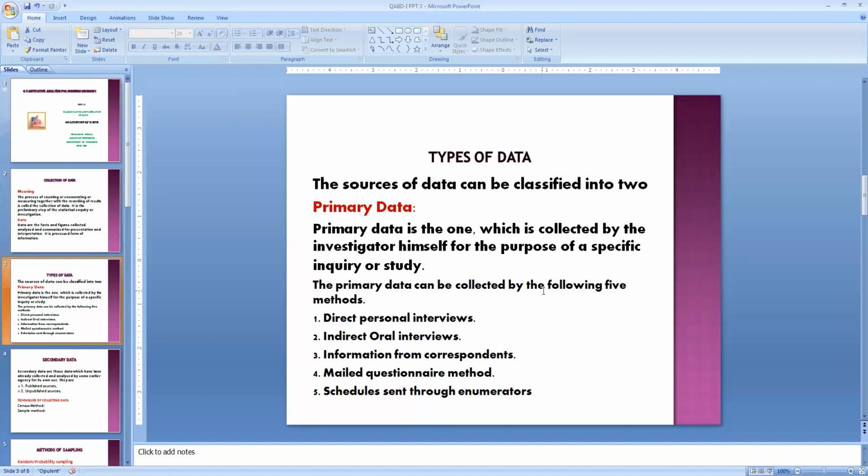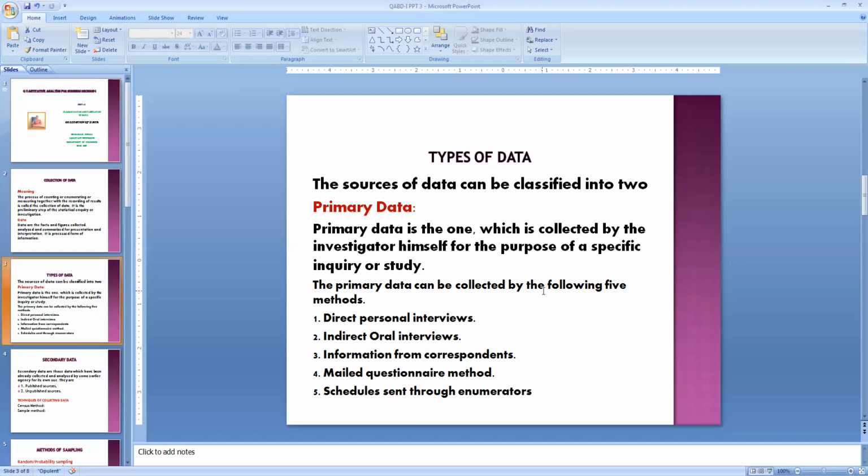Right? And the next type is called information from correspondence. The investigator appoints some local agents or correspondents in different places and compiles the information sent by them, and the information sent to newspapers and some government departments. The advantage of this method is that it is cheap and appropriate for extensive investigations, but it may not ensure accurate results because the correspondents are likely to be negligent and biased.